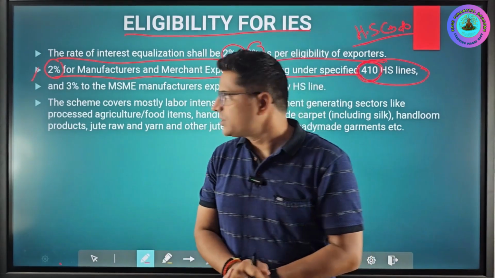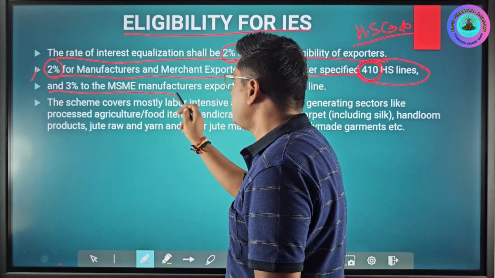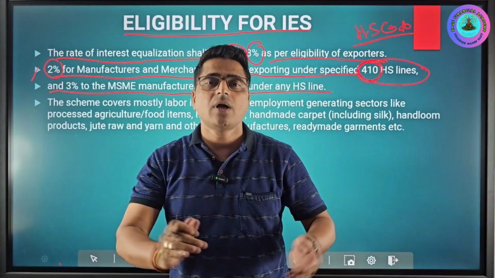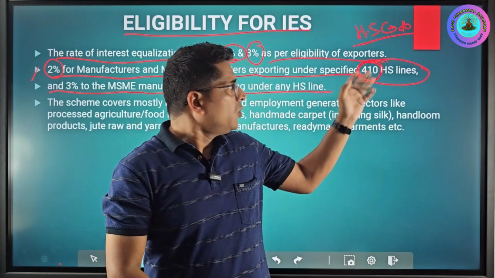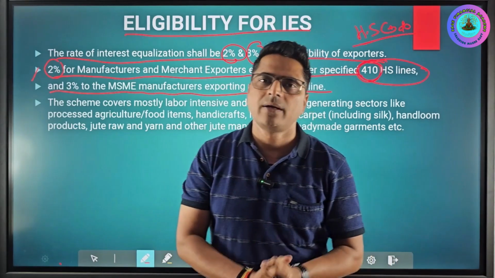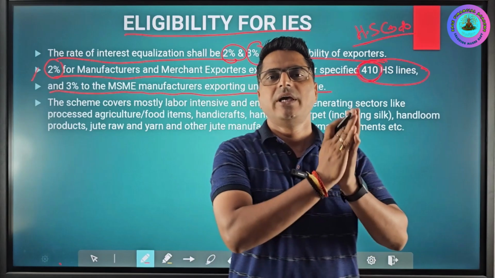And what about the 3%? The 3% is for MSME manufacturers exporting under any HS line. It means if you are an MSME exporter, you don't need to fall only under the 410 HS lines. You are eligible to get 3%, and there is no cap of any fixed HS goods.